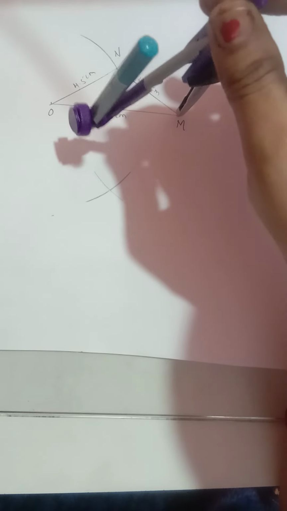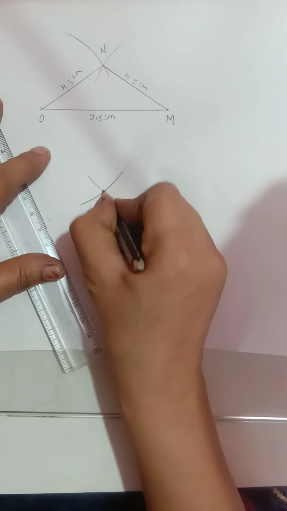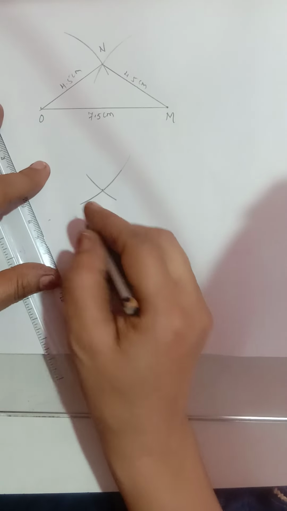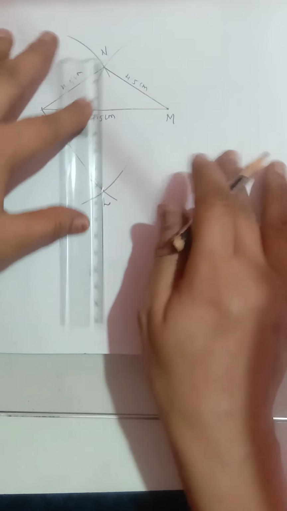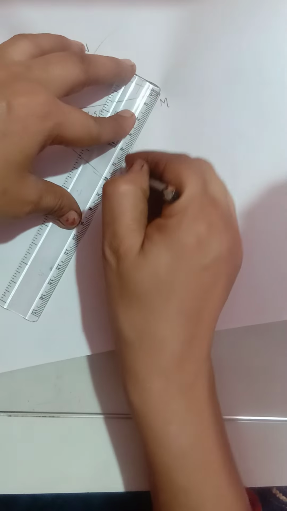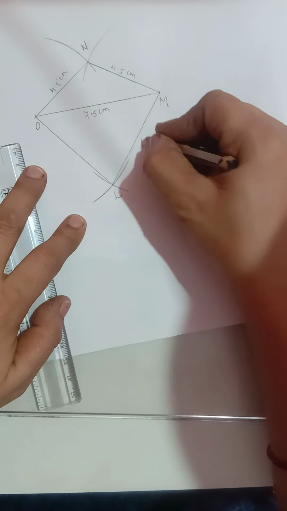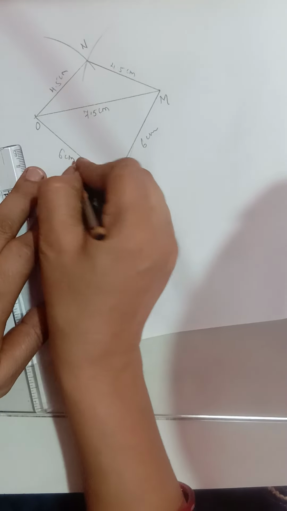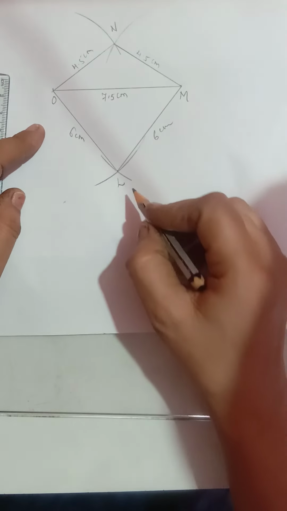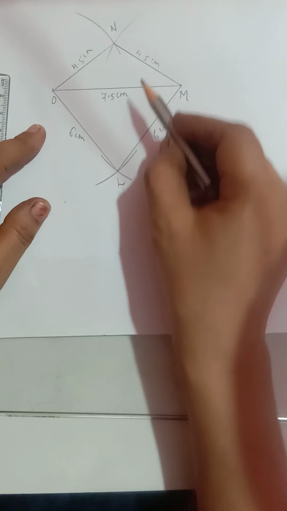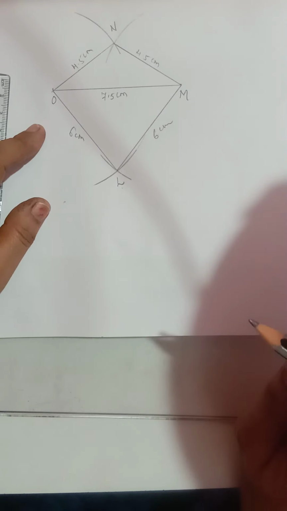Now you are doing this downward. Keep at M, draw one arc. Keep at O, draw one arc. Now you can see both the arcs are intersecting. This point is nothing but your vertex L. And then with the help of the scale, you are just joining this. And this is how much? 6 centimeter. Okay, so now this quadrilateral is done. Your quadrilateral LMNO with the given condition we have drawn.